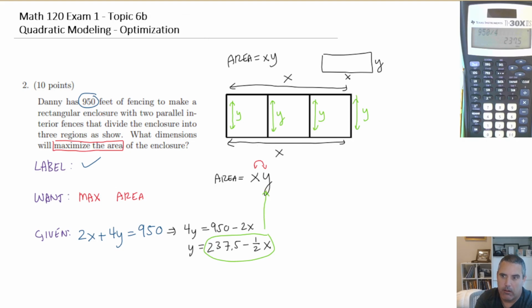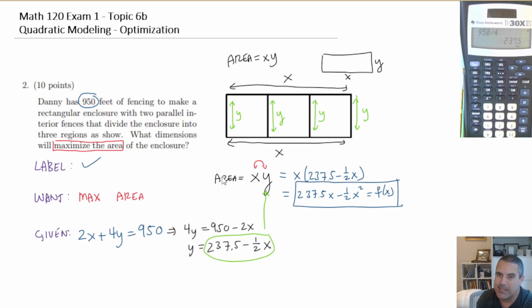So if I want the area subject to this constraint, it's this. Then we expand. And then we're essentially done. We've accomplished what we want. We have a one variable function. That one variable function represents the area.